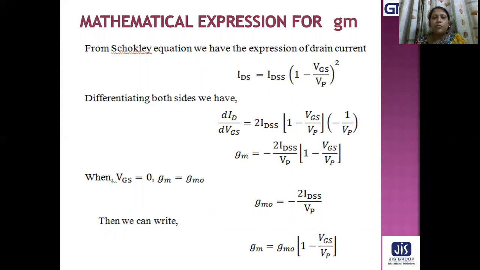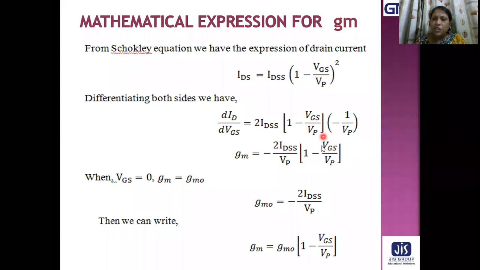So gm equals minus 2 IDSS by VP into 1 minus VGS by VP. When VGS equals 0, we may consider that gm equals gm0. So when VGS equals 0 in this equation, this part as a whole is 0, and this total part is as a whole 1. So gm can be replaced by gm0.